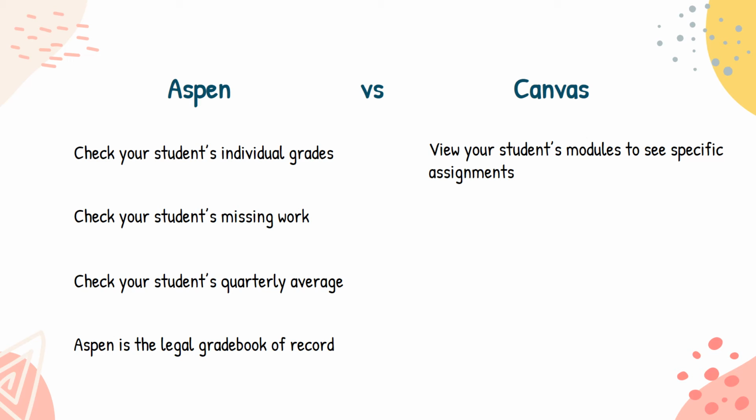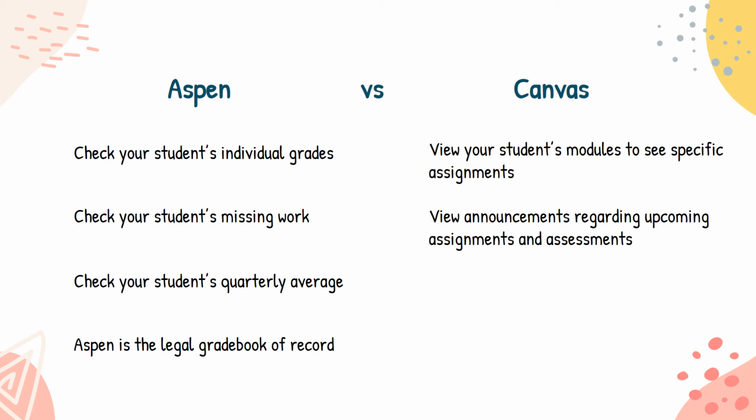Canvas is where you're going to see your students' modules and see the specific assignments. So Aspen is telling you what they got on the assignment, but if you want to know what the assignment was and actually see what they were supposed to do, you're going to go to Canvas. This is where you're going to view those announcements to keep up with what's coming up and major events in the course.